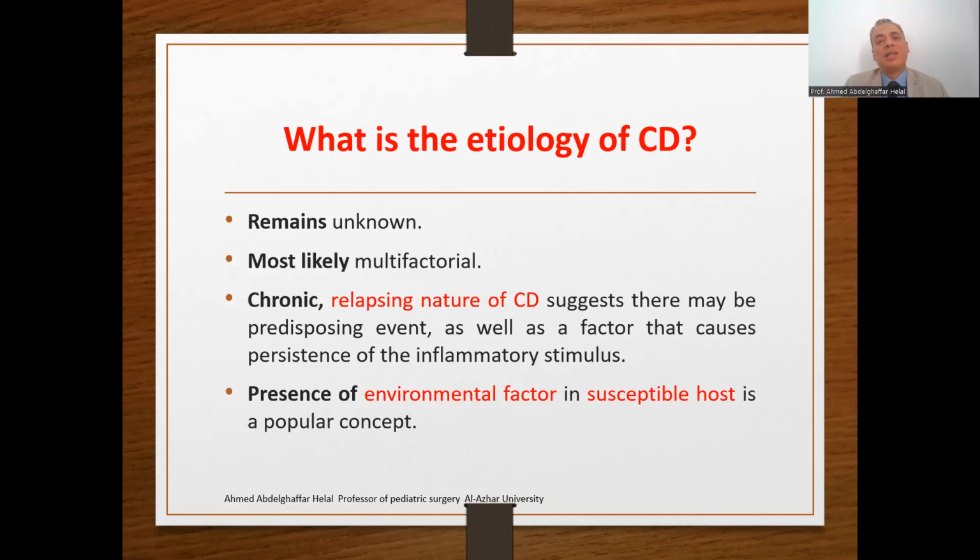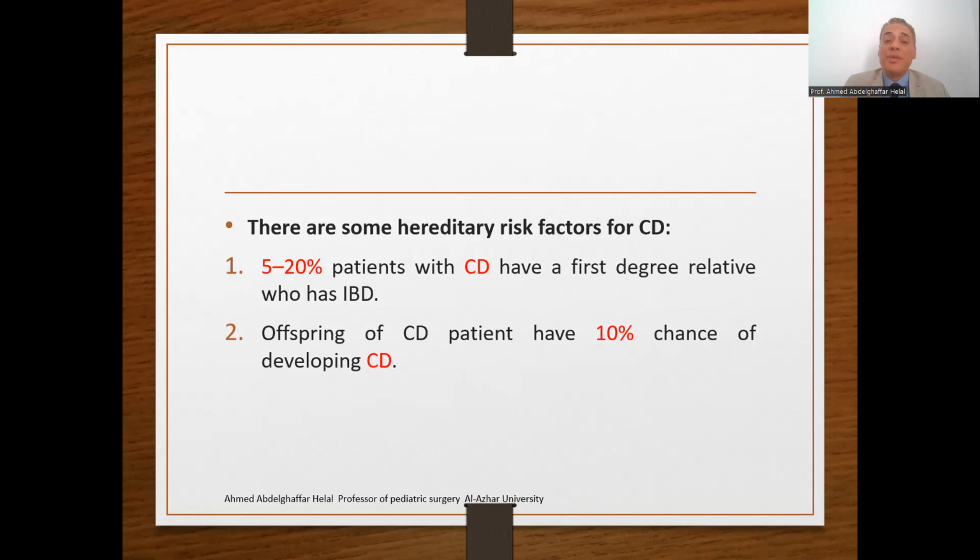On the other hand, what is the etiology of Crohn's disease? Also unknown etiology, it seems to be multifactorial. The chronic relapsing features of Crohn's disease suggest that there may be a predisposing event in a susceptible host. There are also some hereditary risk factors for Crohn's disease. 5 to 20% of patients with Crohn's disease have a first-degree relative who has IBD.